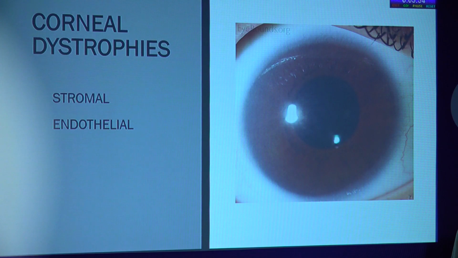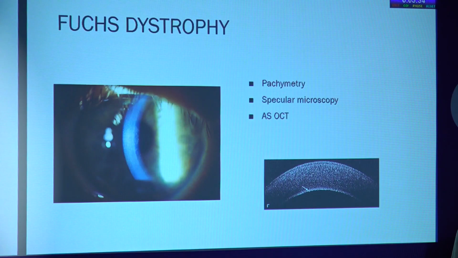Coming to corneal dystrophies, epithelial corneal dystrophies by nature normally do not give you a lot of visual disturbance in the early stages. But stromal and endothelial dystrophies can present in the early stages as well with visual problems. And in Fuchs dystrophy, in addition to a proper slit lamp examination, you will have to do a pachymetry, a specular microscopy, and an ASOCT to establish the diagnosis in the early stages.